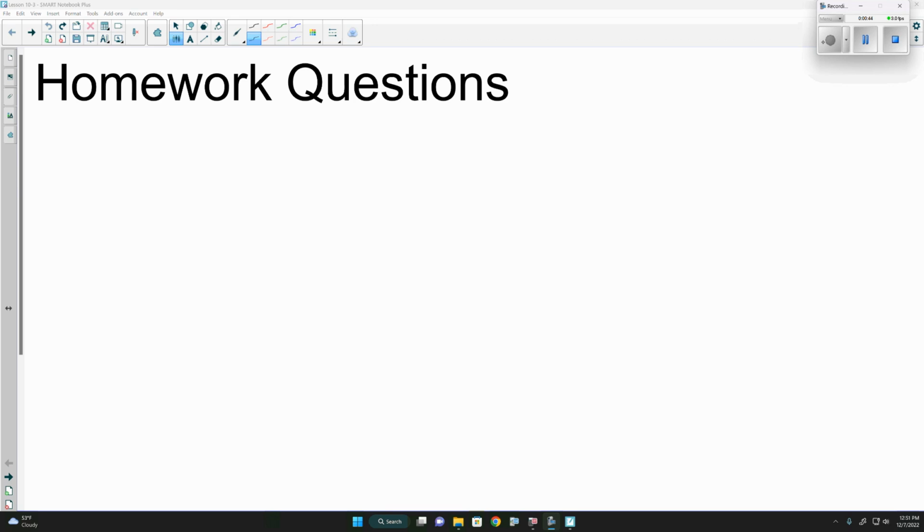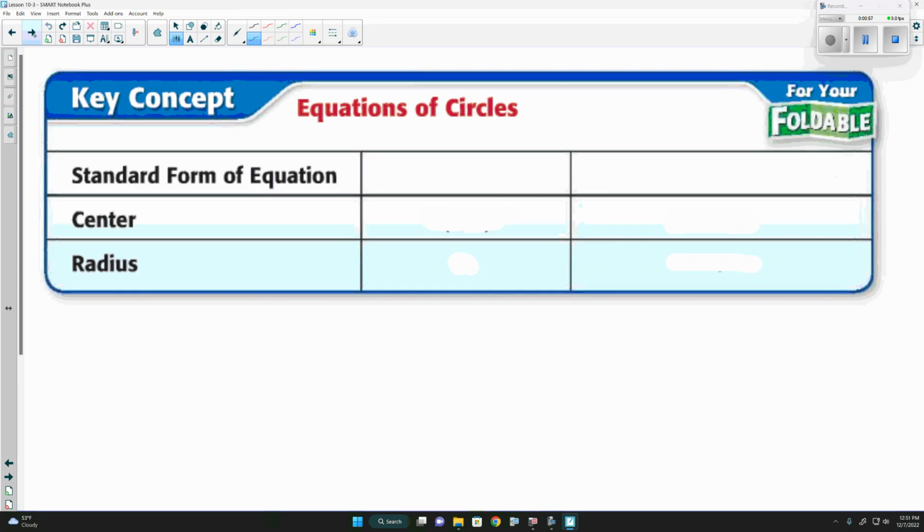So the equations we're looking at today are going to be the set of all points equidistant from a given point. And we know exactly what those are, yes? Circles. Because a circle is the set of all points equidistant from the center, a given point.